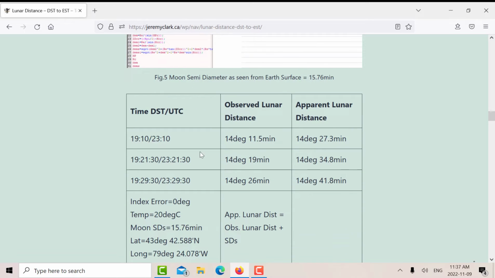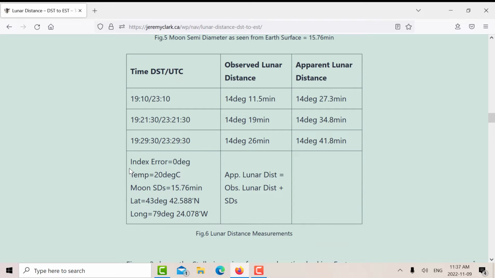So these are the measurements I took. I took three measurements. This was the best one. I hadn't measured lunars for a while, so I'm going to take the last measurement I took. I was pretty careful with that one. My index error was 0 degrees. Normally it's around plus two or plus five minutes off, but for whatever reason it was zero. Temperature was quite hot. It was 20 degrees centigrade. So that was the semi-diameter at the surface, was 15.76.